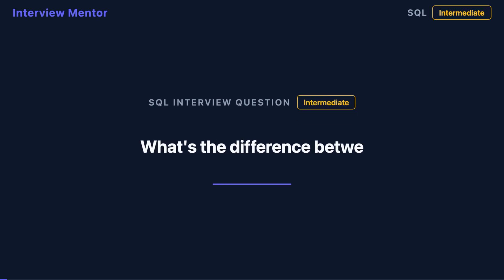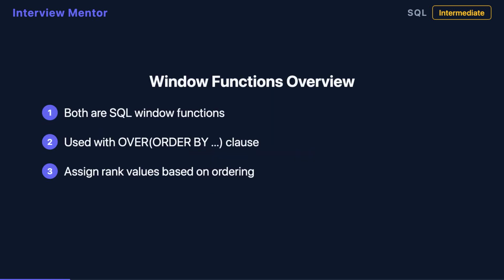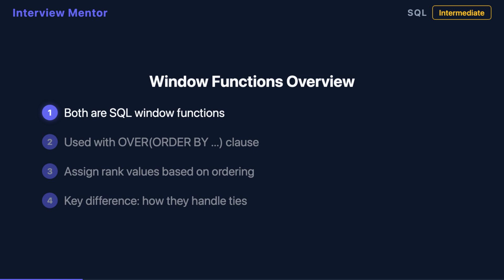What's the difference between rank and dense rank? This subtle distinction trips up even experienced SQL developers in technical interviews. Let's break it down. Both rank and dense rank are window functions in SQL. They assign rank values to rows based on ordering criteria using the OVER clause with ORDER BY. The key difference is how they handle ties.